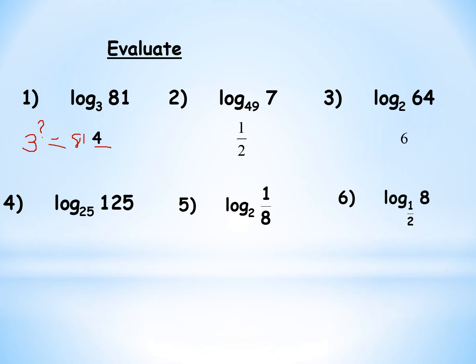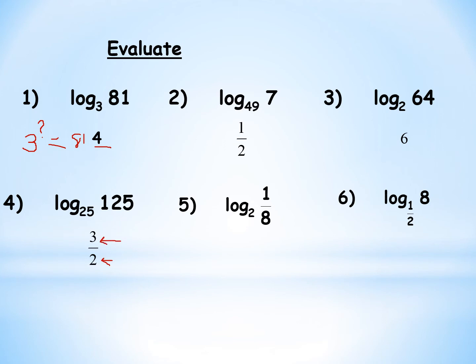2 to the 6th power gives me 64. This one's a little tricky. 25 to the 3/2 power gives me 125. Because first I have to get this to be a 5, so I have to square root it, which is what gives me the 2 on the bottom. Then I have to raise it to the 3rd power.